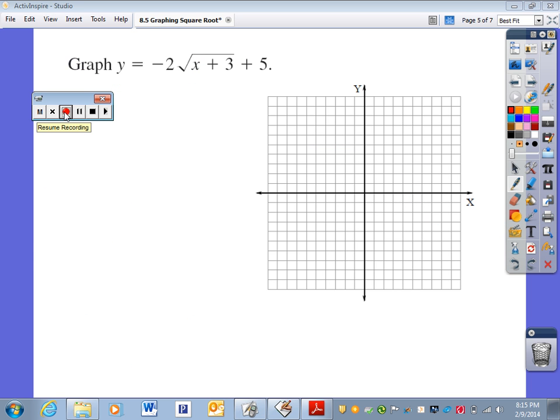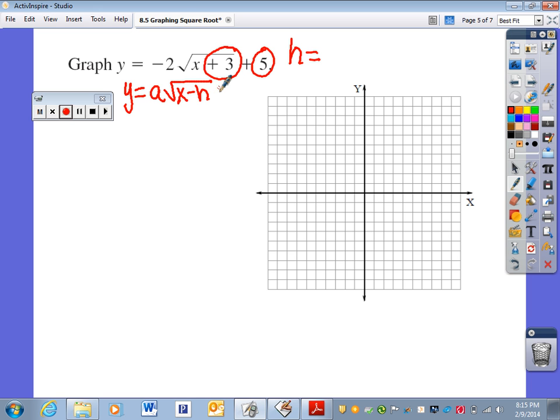So let's take a look at a square root function this time. So when we're doing this, we want to find our h and our k. Now remember, with our h and our k, our basic square root function will be y equals a times the square root of x minus h, plus k.